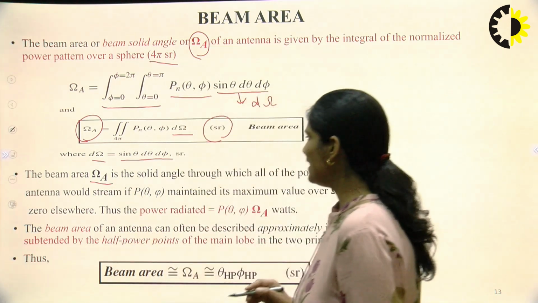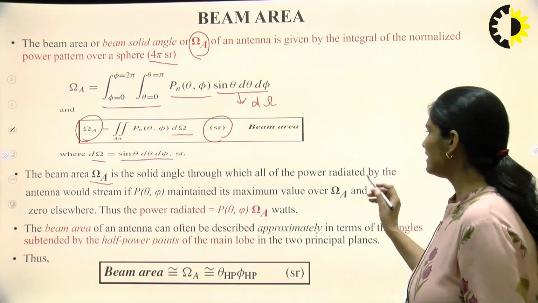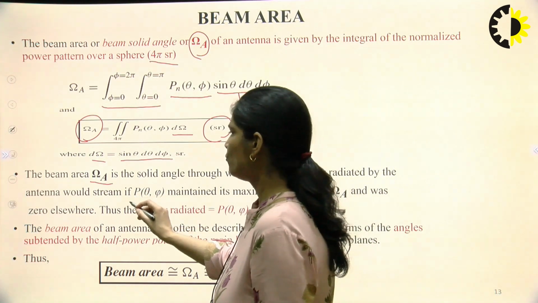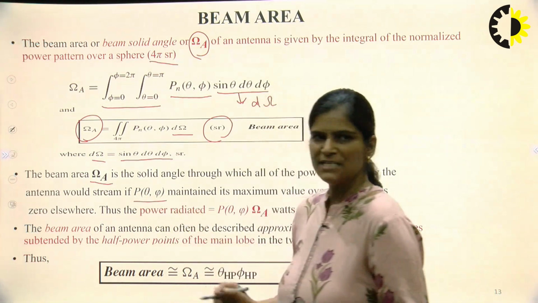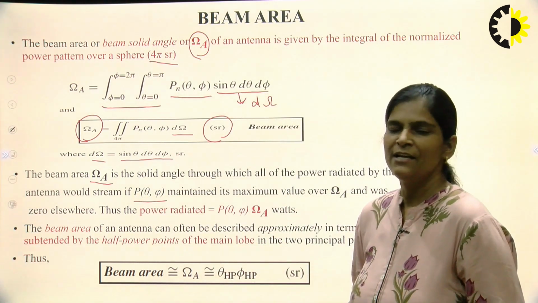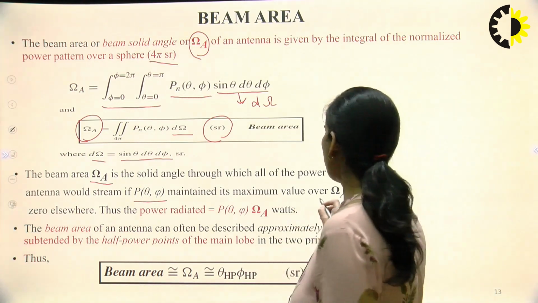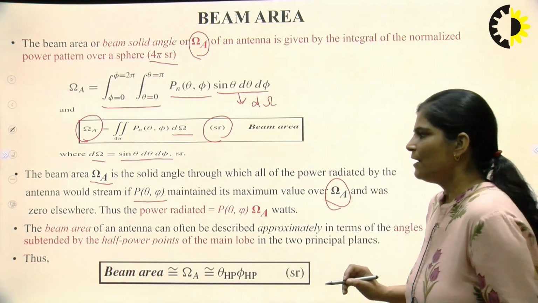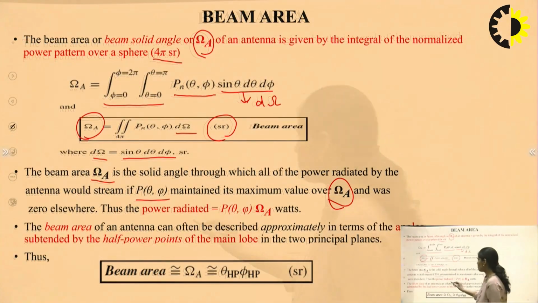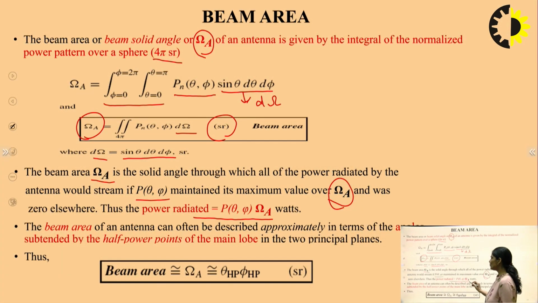Ω_A is the solid angle through which all the power radiated by the antenna would stream if P, the power in the form of theta and phi, maintained its maximum value over Ω_A. Otherwise it will be 0. So power radiated is equal to what? Power radiated is P(theta, phi) times Ω_A. So this is the power radiated.